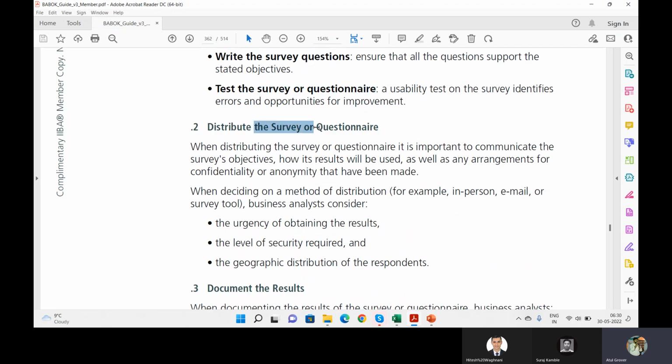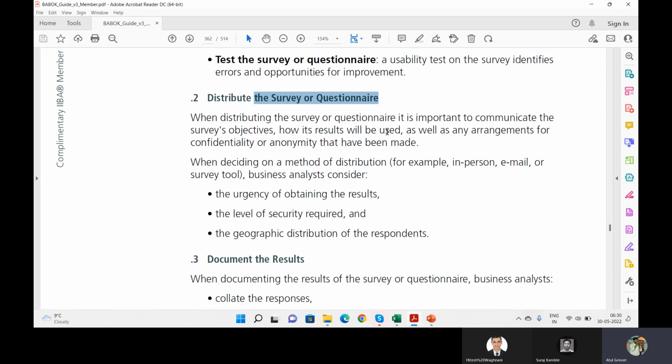Now distribute the survey or the questionnaire. लोग मिल गए, क्वेश्चनरी हो गया, ऑब्जेक्टिव हो गया, टारगेट्स हो गए, सिंपल डेटा हो गया. Now time for the distribution. Either you're using in-person, email or a survey tool, you have to make sure of the urgency of obtaining the results.